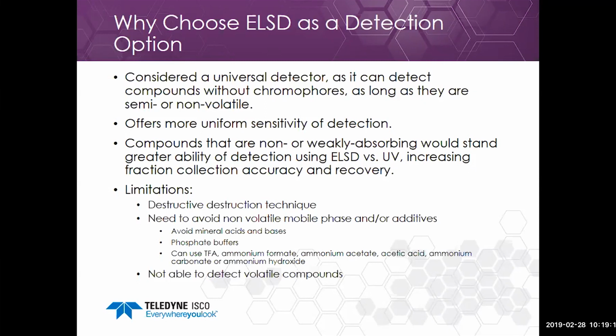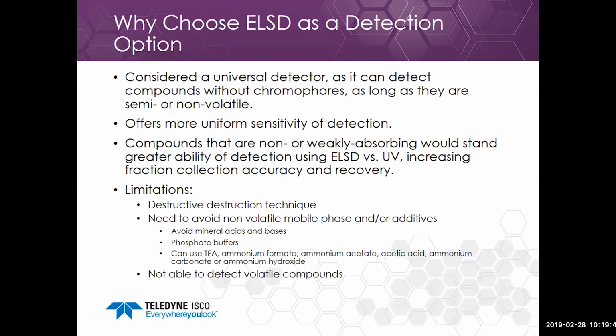So you need to avoid non-volatile mobile phases and/or additives. So you can't use any mineral acids or bases, because those are going to come through the ELSD and be detected. Phosphate buffers are a no-no. You are able to use TFA, ammonium formate, ammonium acetate, acetic acid, ammonium carbonate, or ammonium hydroxide, though, without issue.